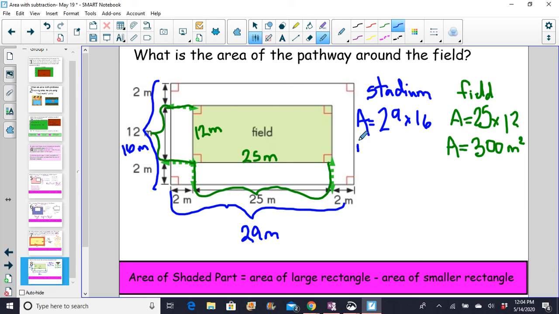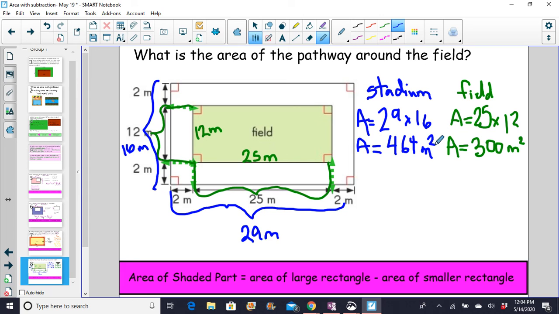Pause this video, stack up 29 and 16, and please do the multiplication. You'll check your answer when you get right back on. All right, I hope you did that work. 29 multiplied by 16 will give you a total area of 464 for the entire stadium floor, 464 meters squared.